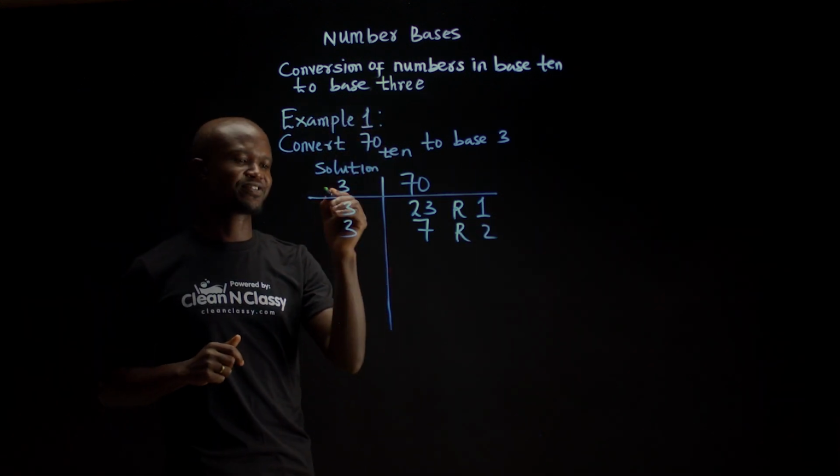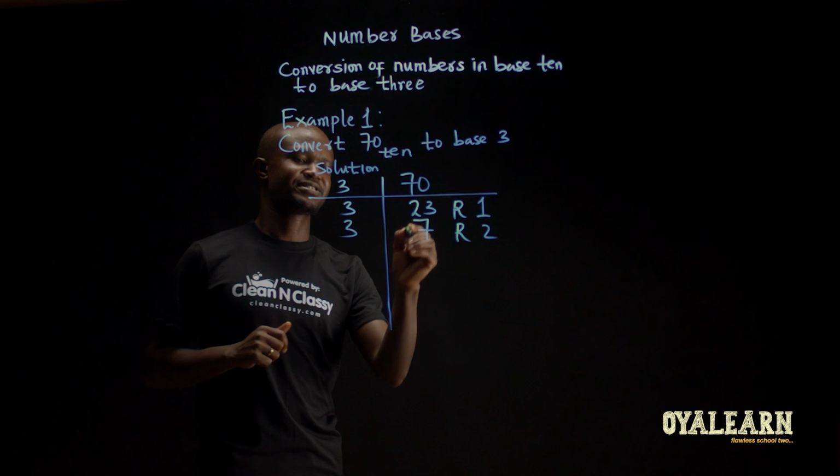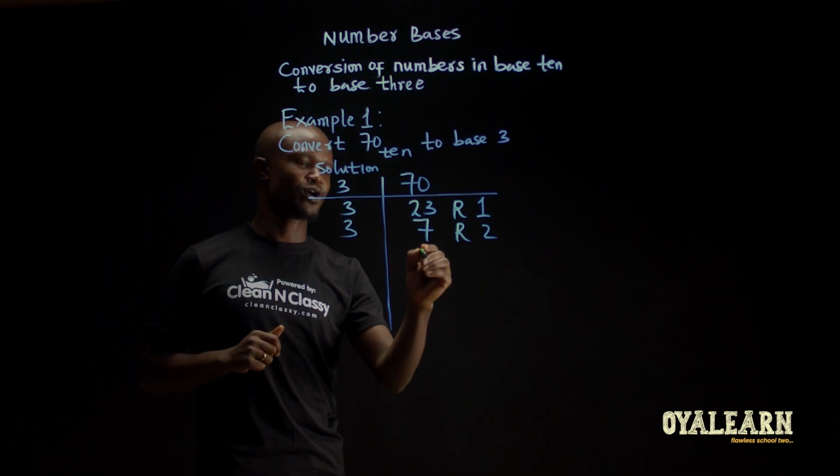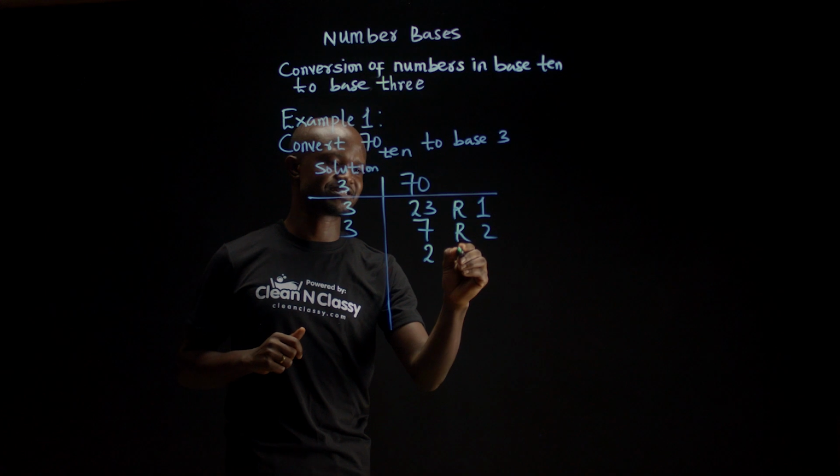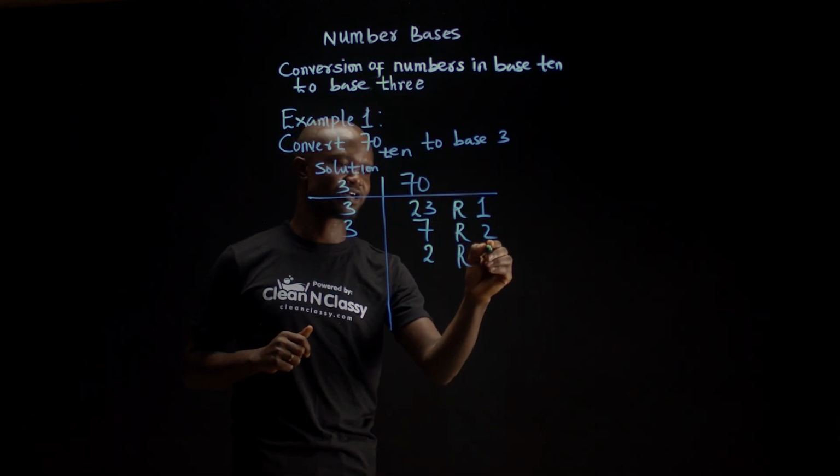Now we have 3 here. 7 divided by 3. What are we going to have? 2. 2 times 3 is 6. So the remainder is what? 1.